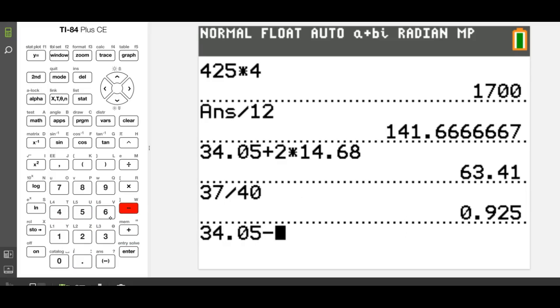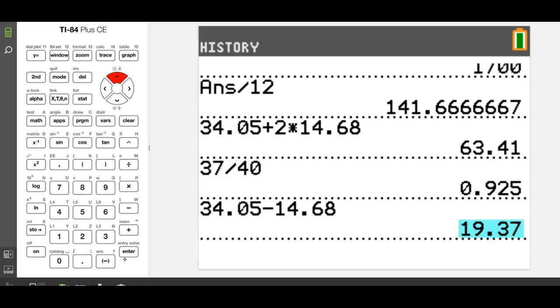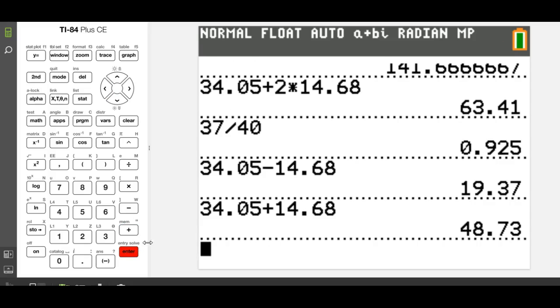34.05 minus 14.68. All right, that number, and we have, actually, you know what, I'm going to delete that. I'm going to clear that one out. We're going to go here, we're going to go up one more. I'm going to hit enter, and then that way I don't have to redo all of them. Just go back to the minus and put a plus. So that means it's going to be between 19.37 and 48.73.